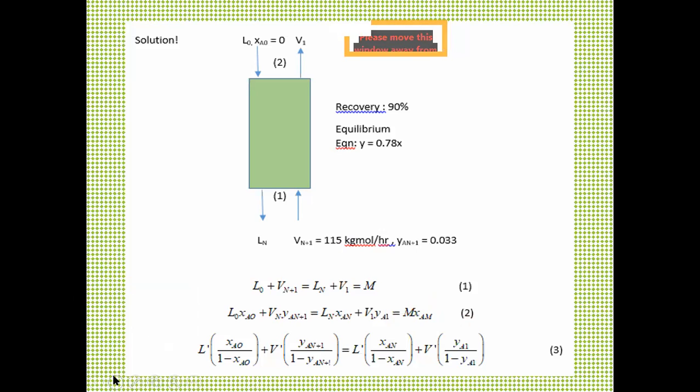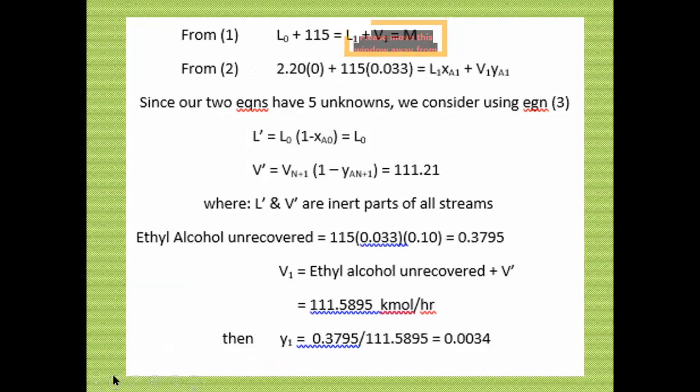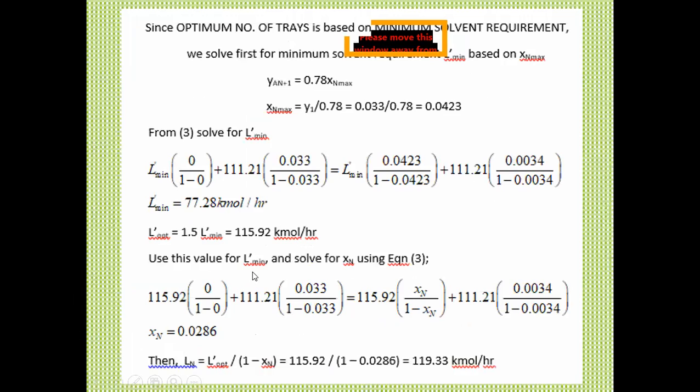Now, having written the three equations that we can work on, we start with writing the values on equation 1. So if we write the values on equation 1, that would be L0. We're not given the original. In this case, that would be 2.20 plus 115.